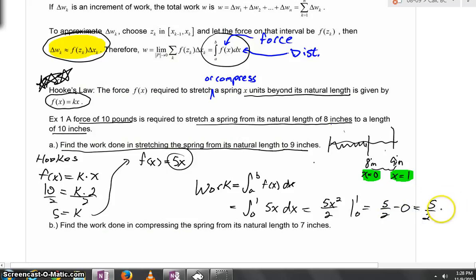Let's talk units. What units do you think we have here? Not foot pounds, but inch pounds. We wouldn't have joules because we weren't working in Newton meters. Everything was in the customary perspective.